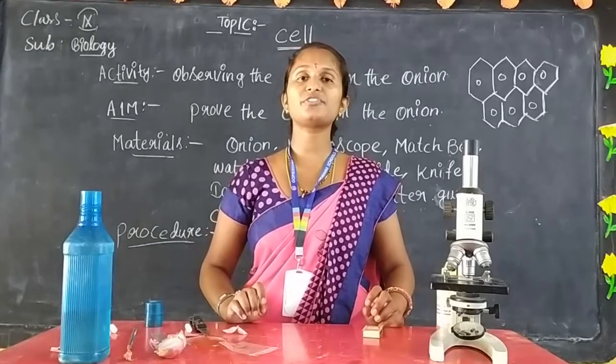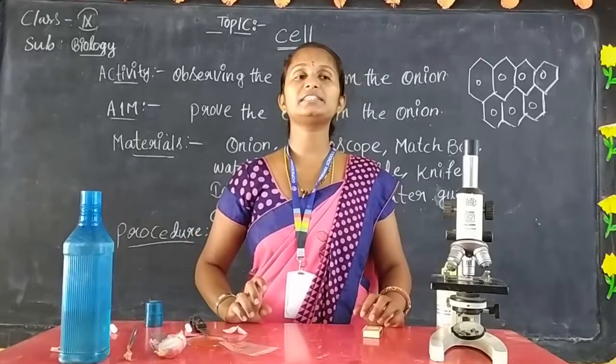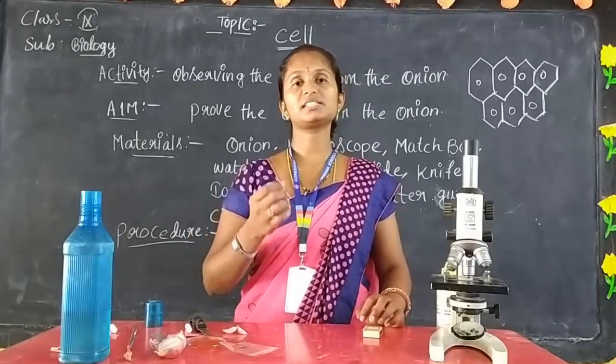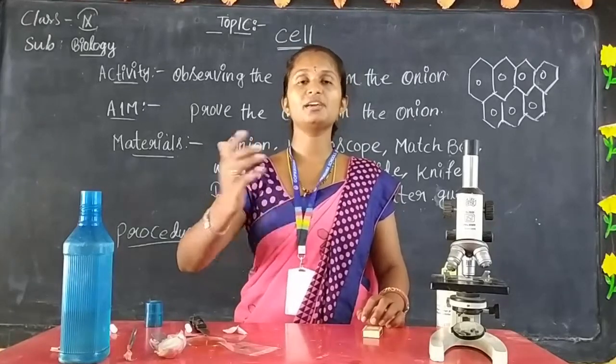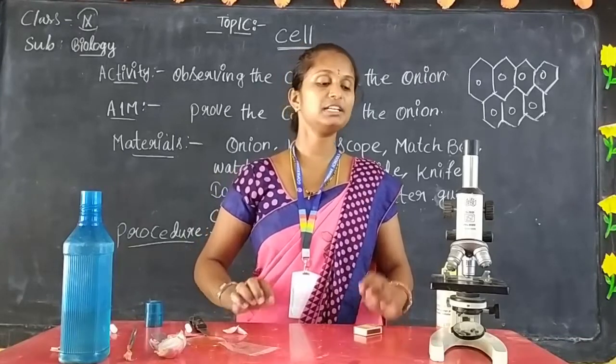If we use excess iodine solution, or when we are using more water, the cell layer of the onion will be washed away with water. Be careful when you are doing that.